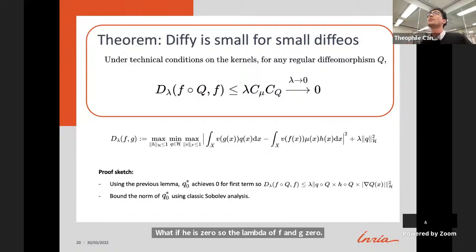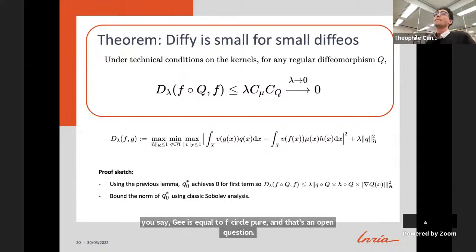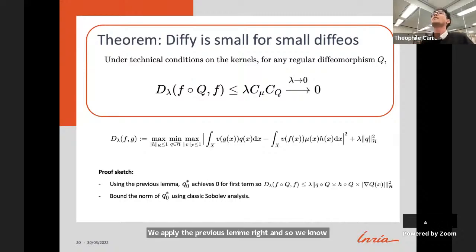So what does the proof look like? It's actually quite simple. We apply the previous lemma, right? Since it's a min over q, the q0 star we had before achieves a quantity that upper bounds d lambda, right? So we're upper bounded by the first term being 0, and then lambda times the RKHS norm, the right term. If we fill it in, we replace it with q composed with big Q, mu composed with big Q, there's a typo, I'm sorry, h composed with big Q, and the Jacobian term. This norm is then what we have to bound.